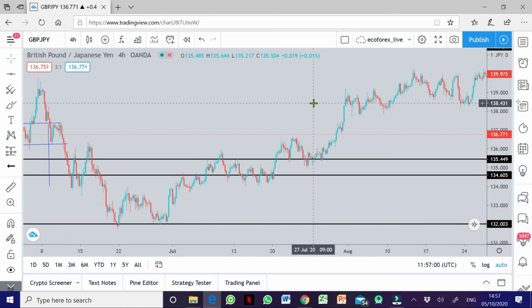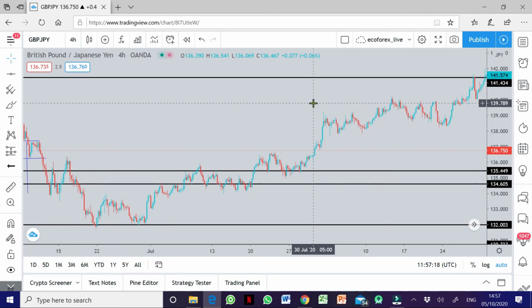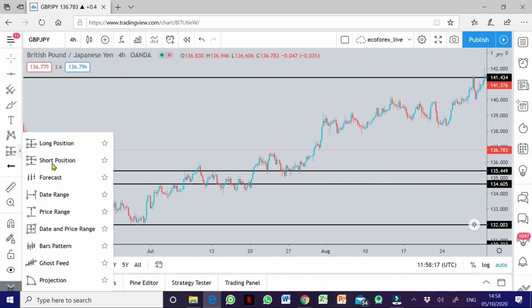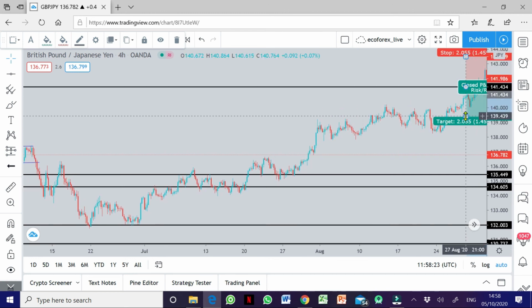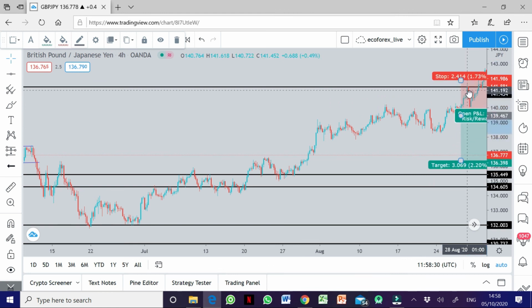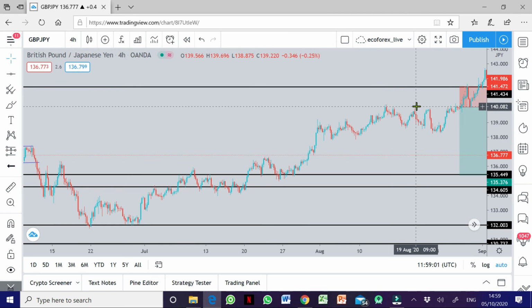I have a strong resistance up there at exactly 141. My entry point will be at exactly 140. Stop loss will be there and my target will be here. Then my pending order will be here. Okay, so I'm targeting exactly 135.610.